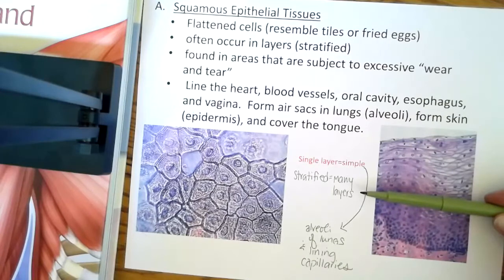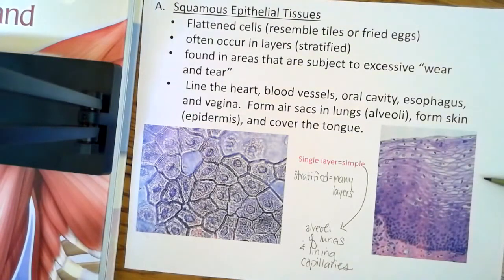Stratified squamous epithelial tissue, like we see over here on the right, is going to be in areas that are subjected to excessive wear and tear, like you see up here. In general, though, squamous tissue is said to look like you see over here on the left, like fried eggs or floor tiles connected to each other, but the cells are always flat. In stratified squamous epithelial tissue, the cells start out rounded, and then they become more flat as they get older. This is, for example, the outer layer of your skin. We'll be talking about this more in the integumentary system.